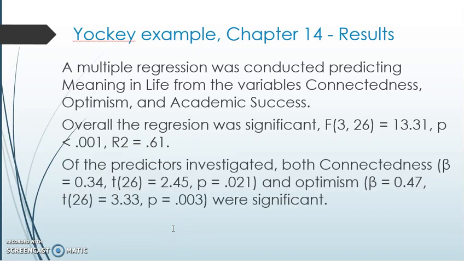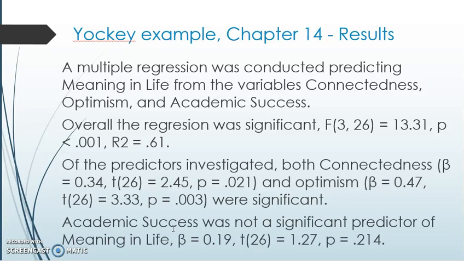But then he goes on to say of the predictors investigated, both connectedness, and provides the beta for that and the t value as well as the p value, and optimism were significant. So he provides those statistics in there, and then goes on to say academic success was not a significant predictor of meaning in life. Again, provides the beta and the t-score, and then the p-value. So that gives you an overall look at how you would write that up.